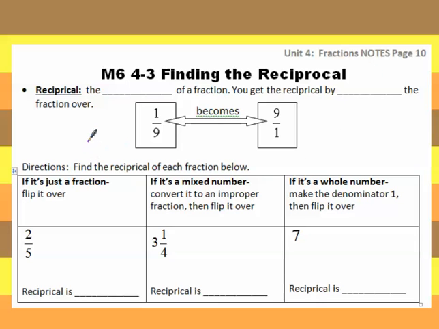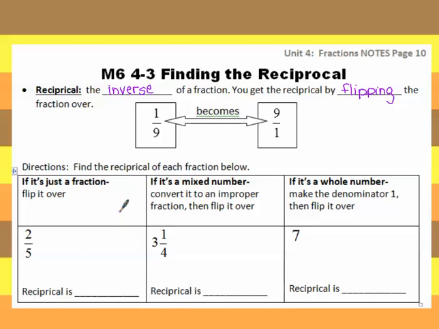So if we look at the top, reciprocal is the inverse of a fraction. You get a reciprocal by flipping the fraction over. So if we look at our example, we had 1/9. If we take the reciprocal of 1/9, we end up with 9/1. So let's find the reciprocal for each of these three examples that we have on this page.